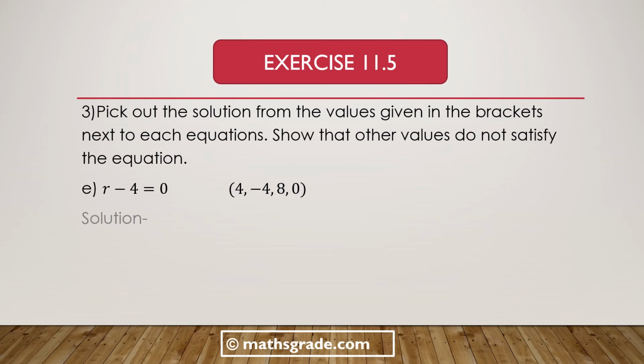Now the next equation, r minus 4 equal to 0, and the solutions given are 4, minus 4, 8 and 0. We have to verify which is the solution for the given equation. First substitute the variable r equal to 4 in the left hand side of the equation. The left hand side is r minus 4. Substituting r equal to 4, it becomes 4 minus 4, and 4 minus 4 equal to 0, which is equal to the right hand side.